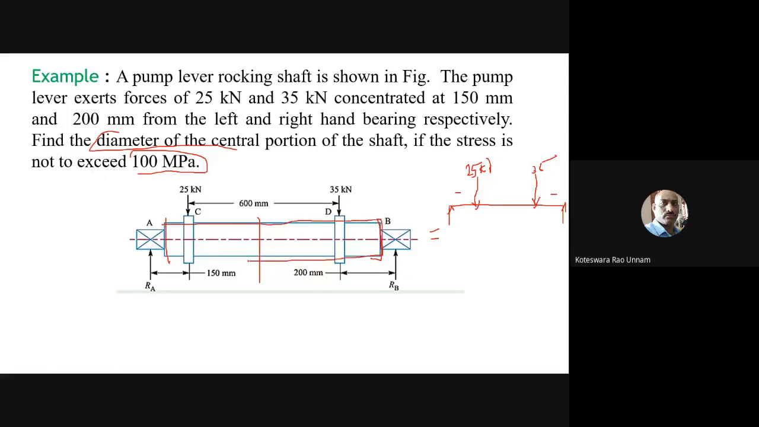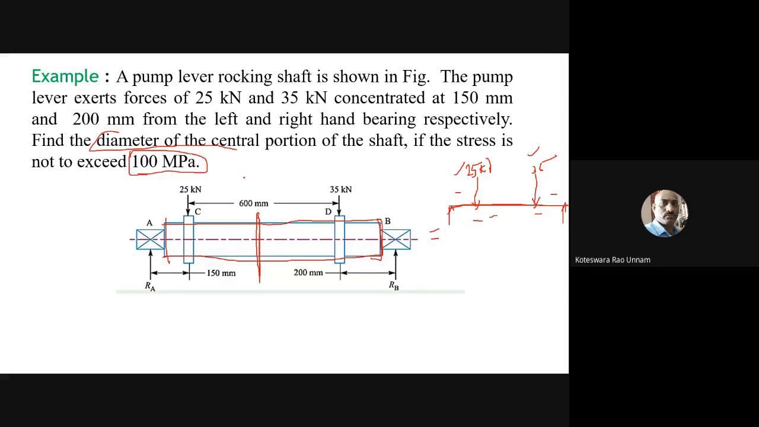So that means the shaft need not be designed based only on the center. You can take any point, but the only criterion to design the shaft is wherever there is a bending moment. We know whenever a beam is subjected to point loads, it will be subjected to a bending moment. Because of the bending moment, there will be a bending stress. So that we need to compute. That bending stress value should not exceed 100 MPa.